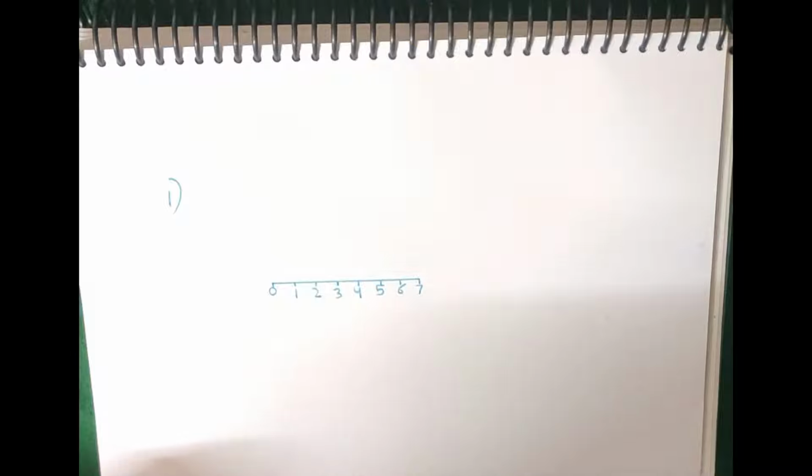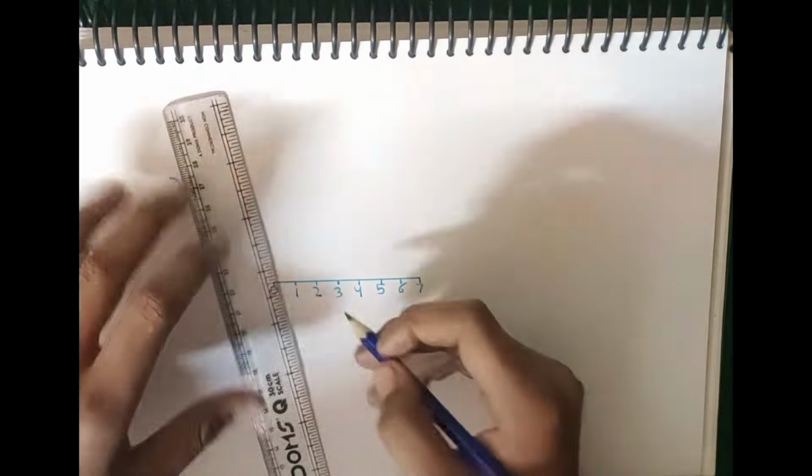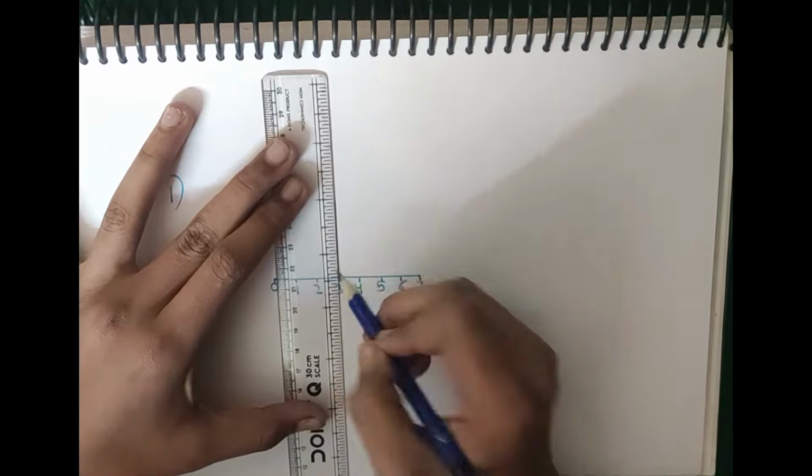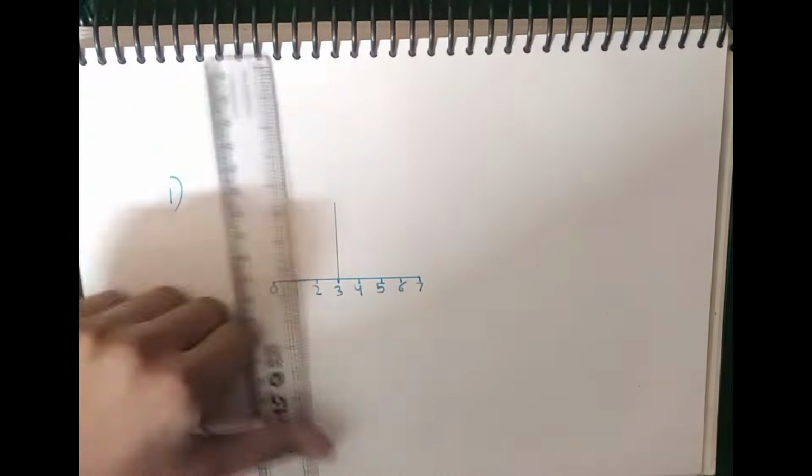So our first question is: locate root 10 and root 17 on a number line. First we will locate root 10. To locate root 10 on a number line, first we need to draw a number line. Then after drawing the number line, we need to draw a straight line at 3. I have drawn a straight line at 3.